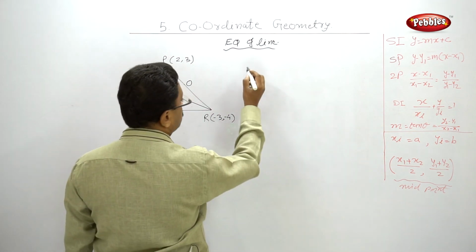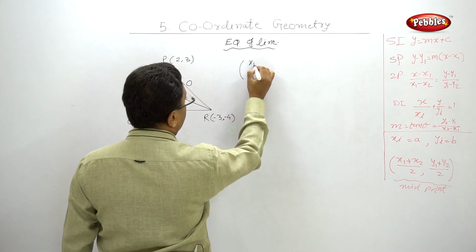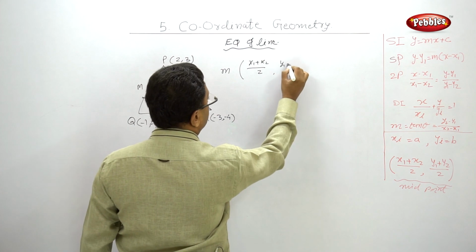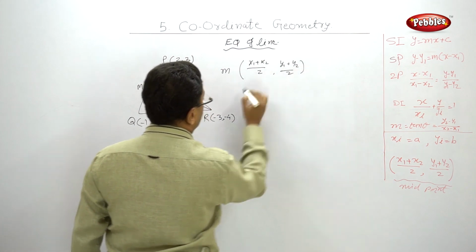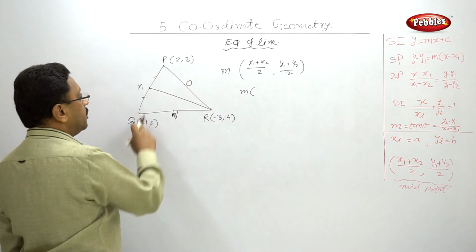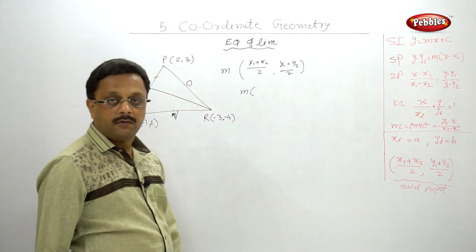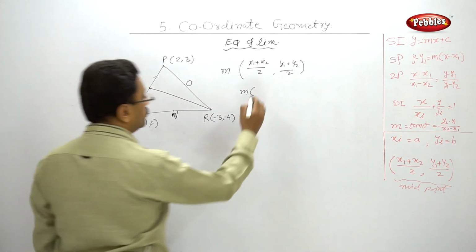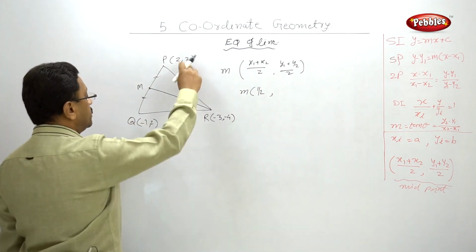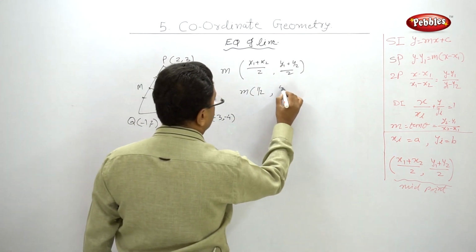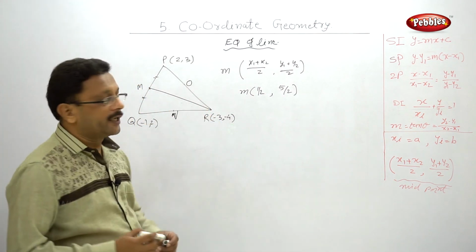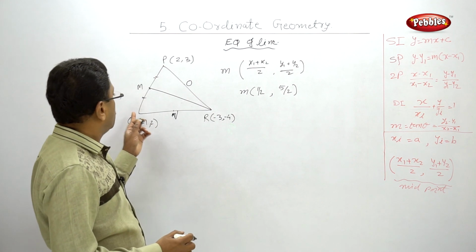So now let us find the coordinates of M. What are the coordinates of M? They are (x1 plus x2) upon 2 and (y1 plus y2) upon 2. So the coordinates of the midpoint are (2 minus 1) upon 2, that is 1 upon 2, and y1 plus y2, that is 3 plus 2, 5 by 2. So these are the midpoint of PQ.